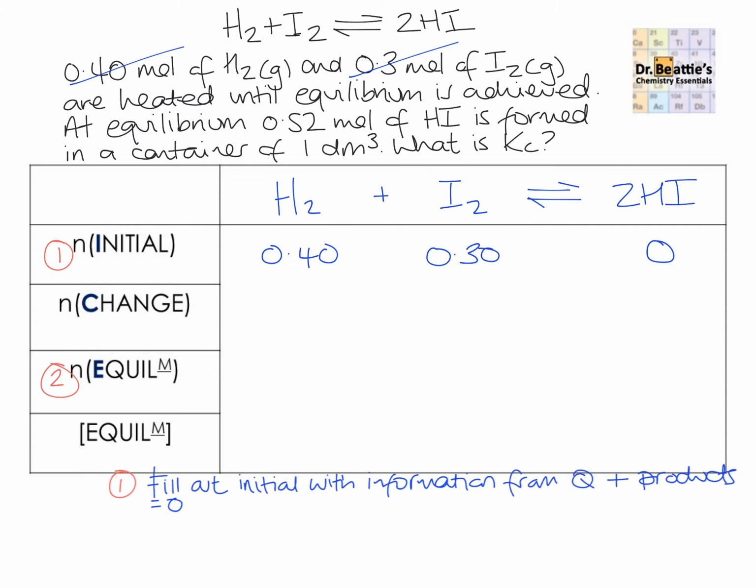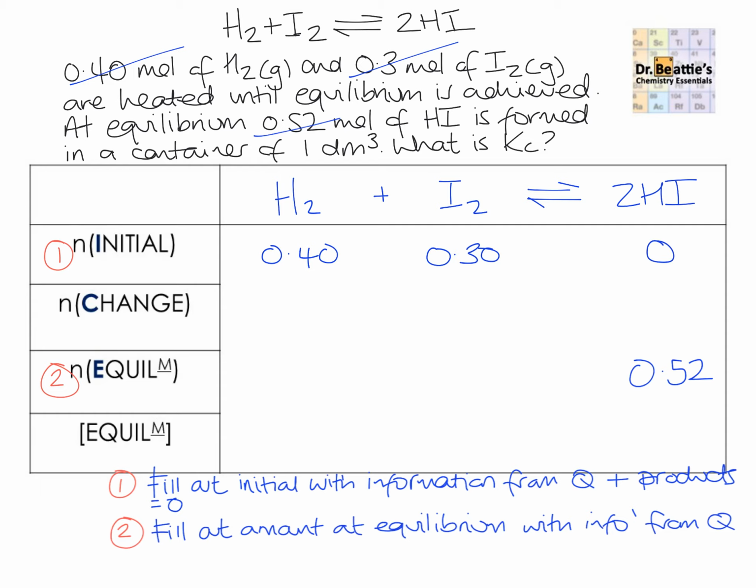Now the second step is to extract information from the question in order to fill out this row here. So you can see from our question, we've been told that equilibrium is achieved, and then at equilibrium, we have 0.52 moles of the hydrogen iodide. Now you can see we have not been given any information about the quantity of hydrogen or iodine at equilibrium, but we have been given how much we started with. And this is where we're going to be using the ICE method in order to work out the number of moles of the hydrogen and iodine at equilibrium, and therefore we can work out Kc.